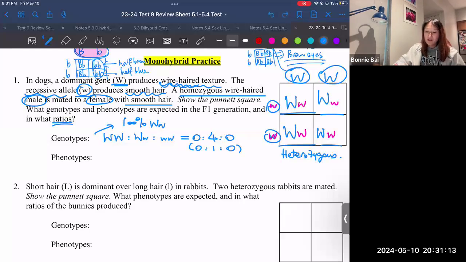Okay. All right. My dog is going crazy. Let me finish this question. Phenotype is 100%.